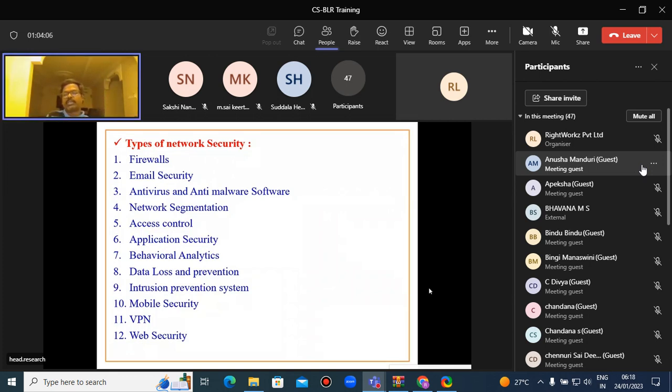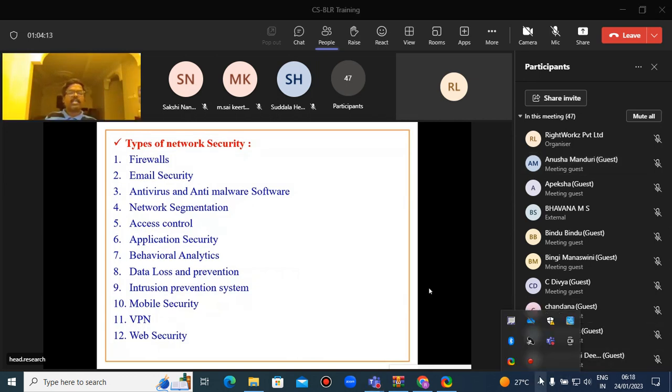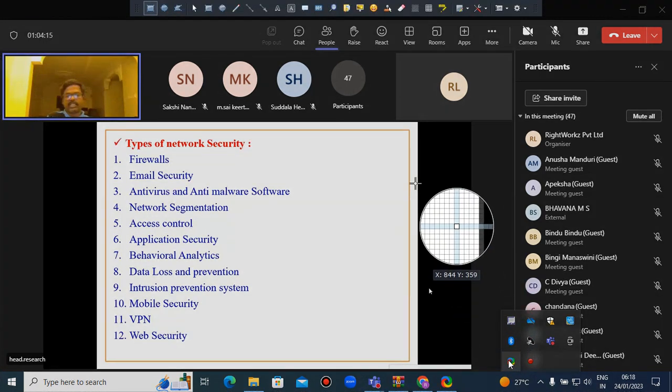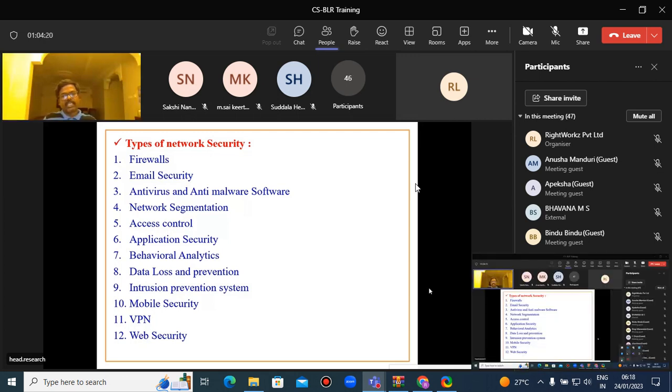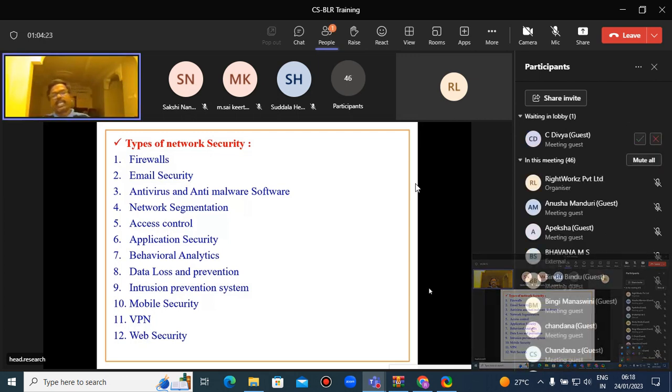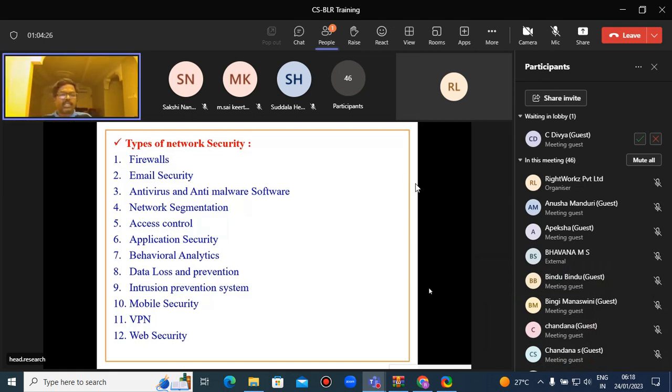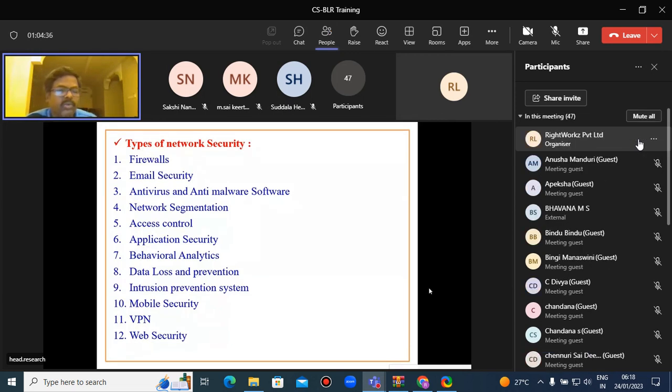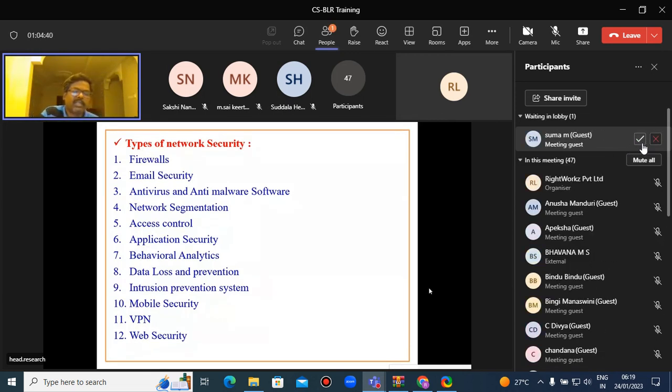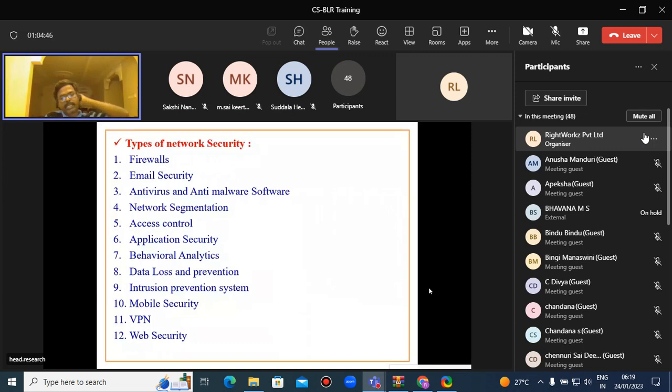Network segmentation: network means a collection of interconnected autonomous computers in the fashion of LAN, WAN, MAN, and segmentation means classification of the data or systems or servers. Access control: if you are an authorized person, you can have access. Application security: how you provide security for the applications in a system or server or data center. Behavioral analytics: how the network and the system behave. Then data loss prevention: what type of security measures you take in order to perform network security.